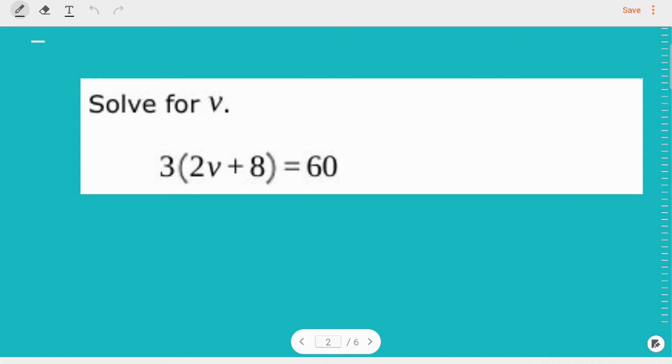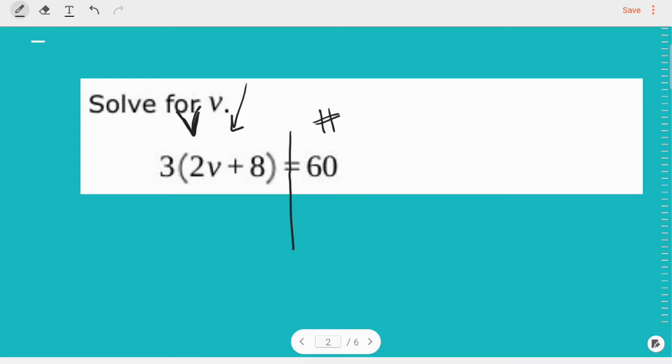Solve for v. Now, as I look at this equation right here, I can see that my variable this time is not on both sides. It is only on one side. Here's my balancing line. My variable's over here on the left. So remember, if I don't have variables on both sides, I don't need to choose a variable side. This is automatically my variable side, and this is automatically my number side. So let's go ahead and simplify this.